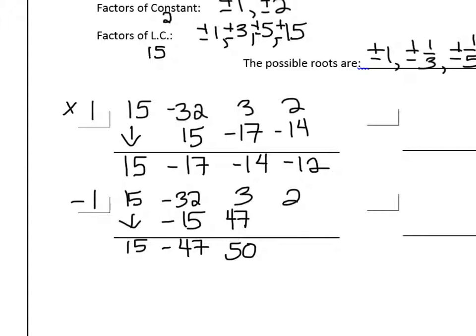Well, pretty much at this point, you should be able to tell that your remainder is not going to be 0, so you could go ahead and stop, but we're going to go ahead and finish this out. 50 times negative 1 is negative 50. Gives us a remainder of negative 48. Not what we want.